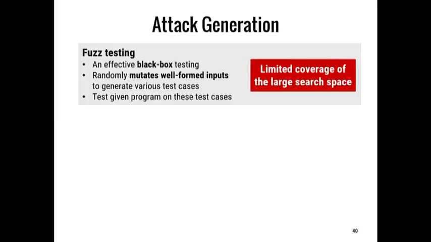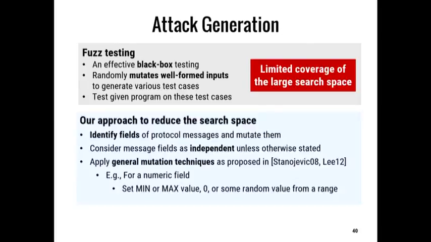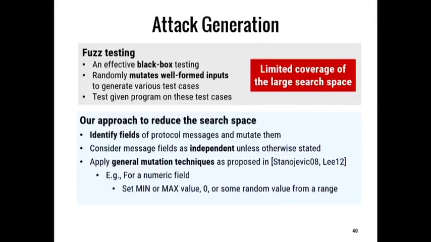But it provides very limited coverage of the large search space. Therefore, to reduce the search space, we adopt some measures here. For example, instead of modifying the content of the message or mutating at a random position in the message, we try to identify the fields of the protocol messages and then mutate them.